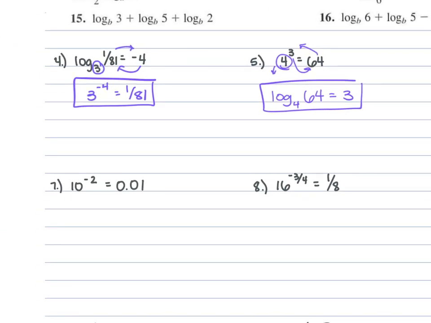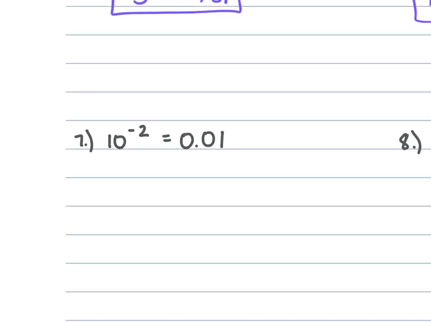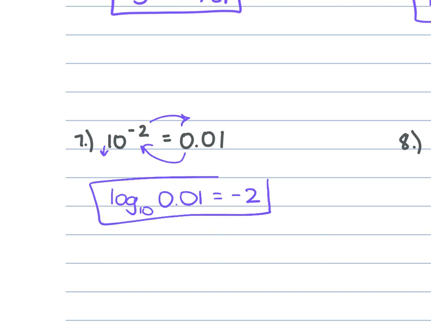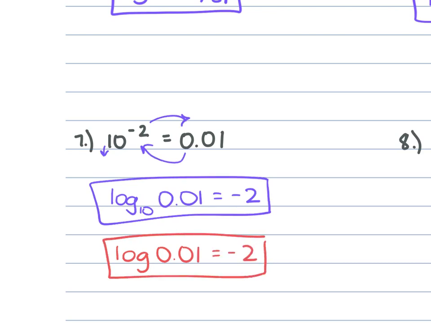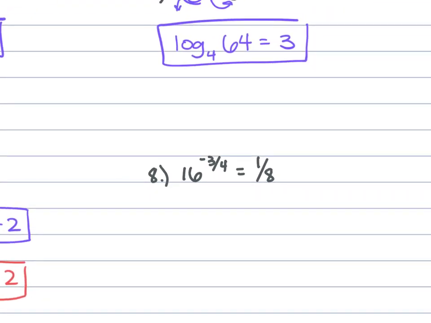For 7, we have 10 to the power of negative 2 is equal to 0.01. So that 10 is going to be our base. So log 10, that negative 2 and that 0.01 are going to switch places. So this is going to give you log 10 of 0.01 is equal to negative 2. You can also write this as just log 0.01 is equal to negative 2. Both of these are acceptable because when you do not write the base of the log, it's understood that it is 10. For 8, we have 16 to the power of negative 3/4 is equal to 1/8.